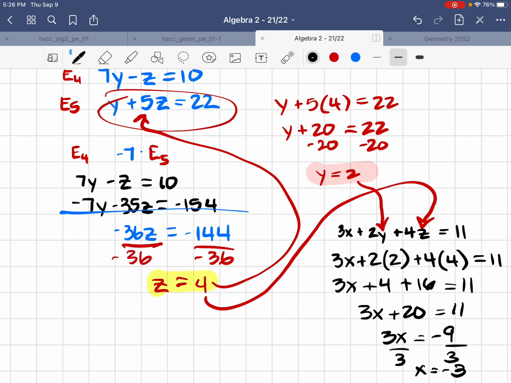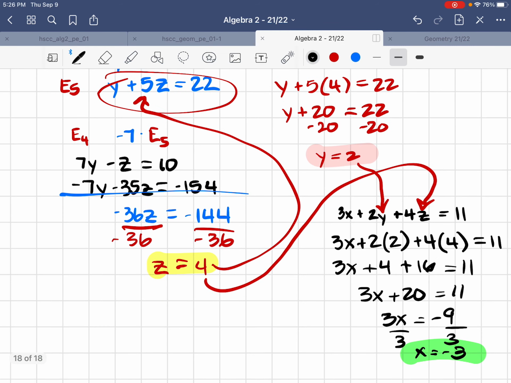I now have all 3 of my parts of my solution. We now take these solutions and we write them in alphabetical order. X, Y, Z. My answer to the system is negative 3, comma 2, comma 4. There are lots of ways you can do this problem. So I would suggest following this way, and then as you start to understand it, you can change your style.